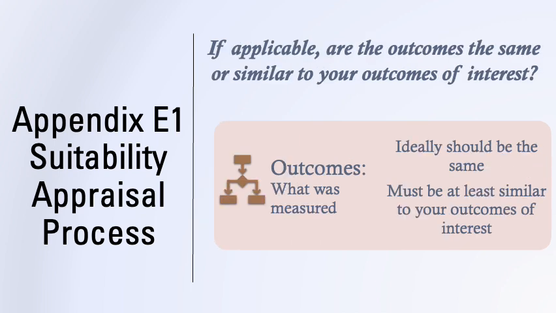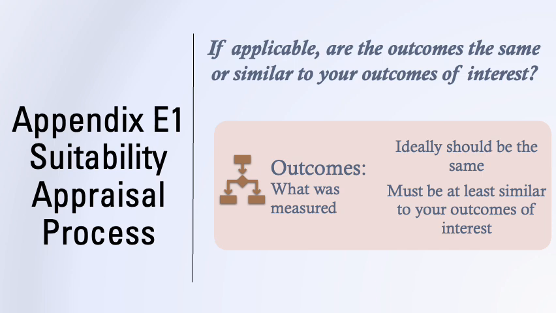The fourth question asks, if applicable, are the outcomes the same or similar to your outcomes of interest? Outcomes refers to what was measured in the studies comprising the piece of pre-appraised evidence. Ideally, outcomes that were measured should be the same outcomes that you intend to measure when addressing your evidence-based practice problem. Outcomes does not mean that you get the same measurements, just that you are measuring the same phenomena. Similar outcomes would be those pieces of evidence that are measuring only some of what you intend to measure, or those pieces of evidence that are measuring what you intend to measure plus measuring additional phenomena.